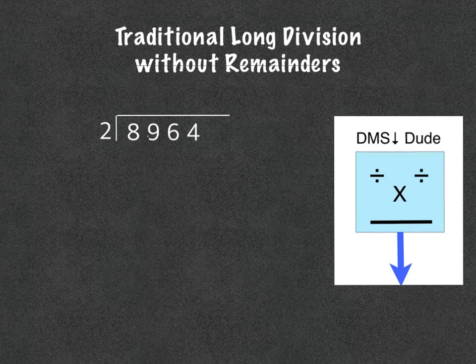Okay, so our next problem is a 4-digit one. So our problem is 8,964 divided by 2. So our first question is, can 8 go into 2? Yes, it can. It goes in 4 times. 4 times 2 is 8. Subtract and we get 0. Bring down our 9. Can 2 go into 9? Yep, it can. So 2 goes into 9 4 times. 4 times 2 is 8.